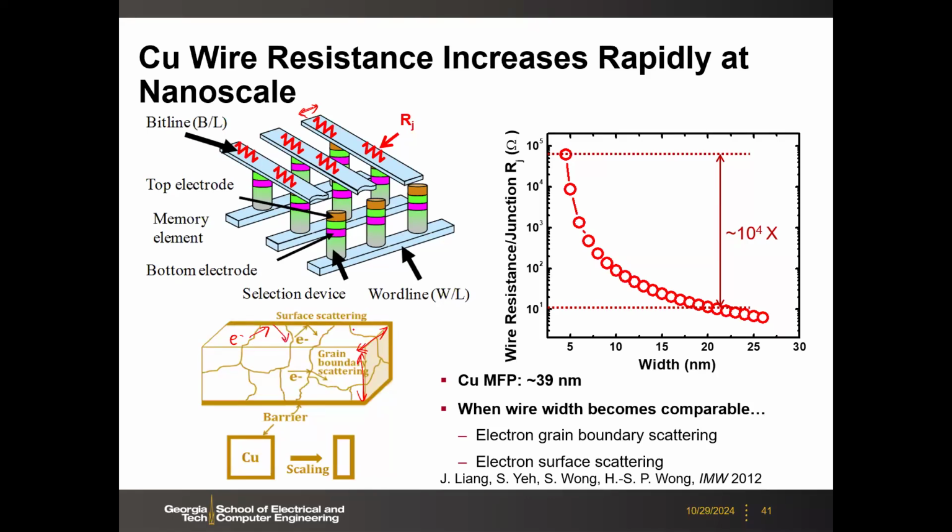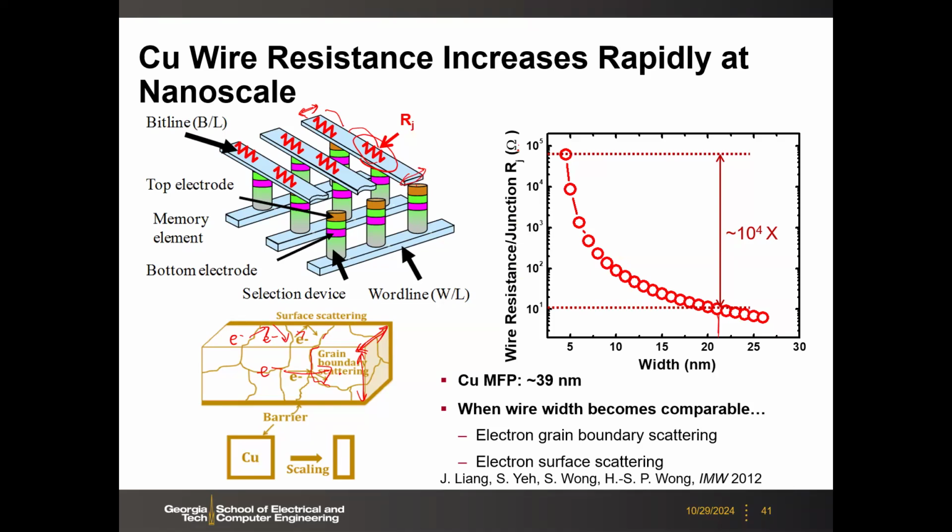If the surface to volume ratio increases, because here below 20 nanometer it's more surface than volume, electrons will hit more surface than traveling in the middle. Then your resistivity goes up. And also here the grain boundaries, right? With smaller wires, you see more grain boundaries, so the resistance will go up. So here, this is the calculated resistance per junction. Per junction means per segment from cell to cell. The resistance will exponentially increase below 20 nanometer wire pitch.